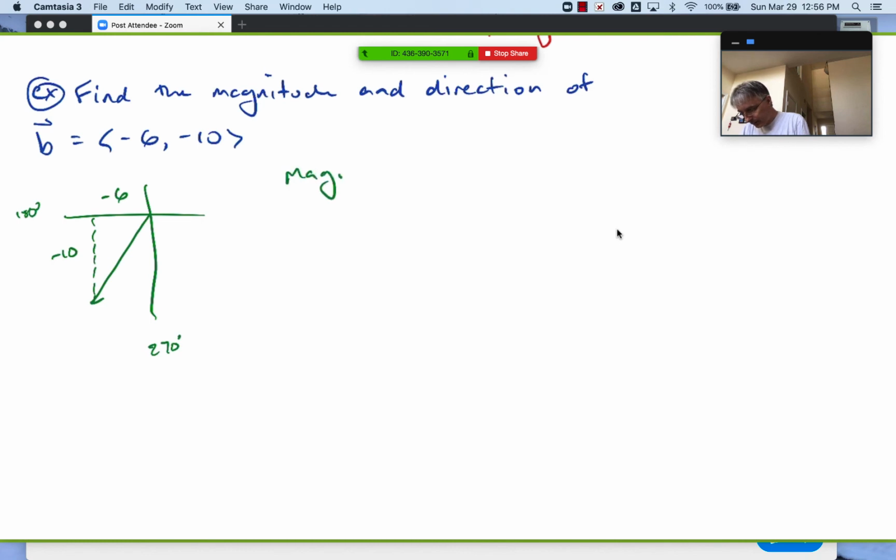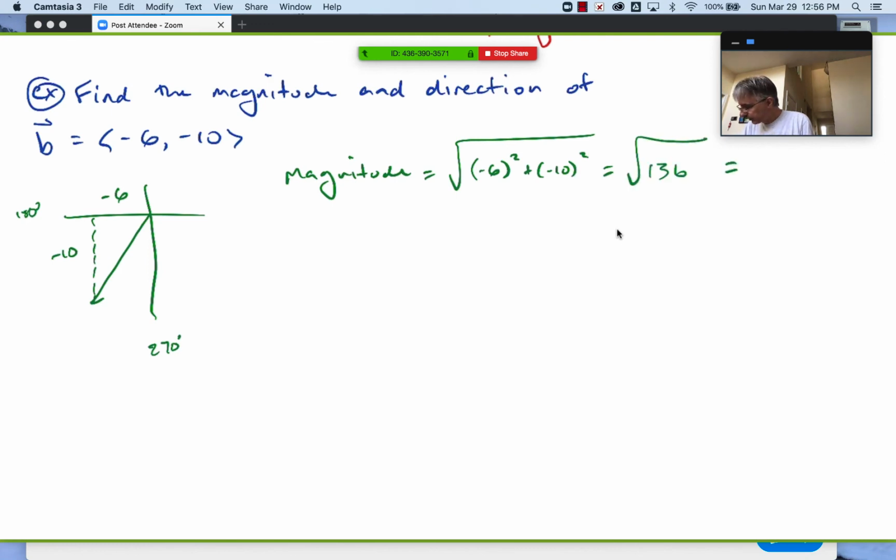The magnitude is just the length of the vector, and so that'll be the square root of negative 6 squared plus negative 10 squared. And so square root of 136, which is approximately 11.7. The angle is the trickier part, and I think in all instances in finding the angle and finding the direction for a vector, find the reference angle and then use the reference angle and your picture to get the direction appropriately.